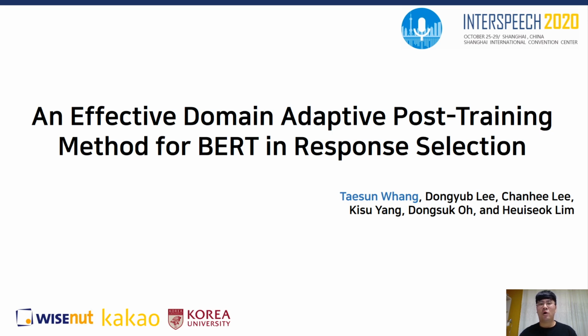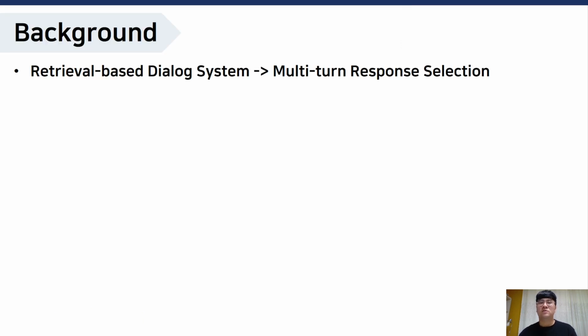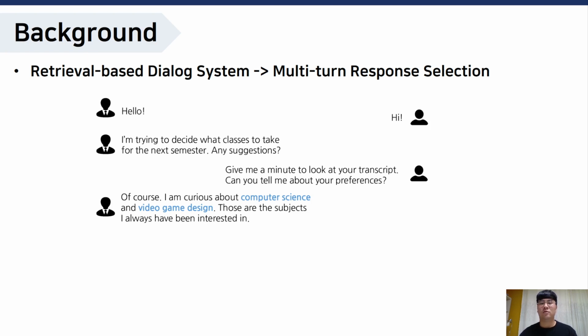Before I explain our work, I would like to introduce what multi-turn response selection is and how it works. Suppose that there is a dialogue context between a student and a course advisor. The student wants to get some advice to choose courses that he should take in the next semester. The last utterance is spoken by the student, and he said that he is interested in computer science and video game design. Given this dialogue, the dialogue agent is required to respond to the last utterance.